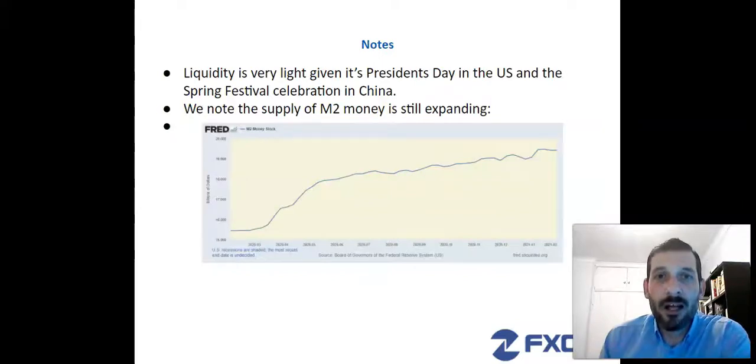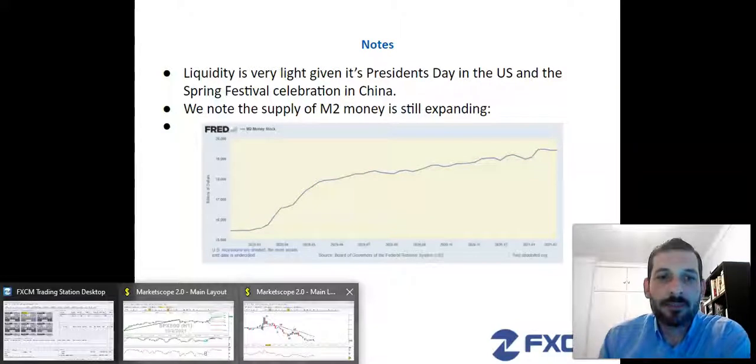Now, liquidity is very light today, given that it's President's Day in the US and the Spring Festival celebration in China. However, we do note that the supply of M2 money is still expanding. This is the latest series from the St. Louis Fed's website.